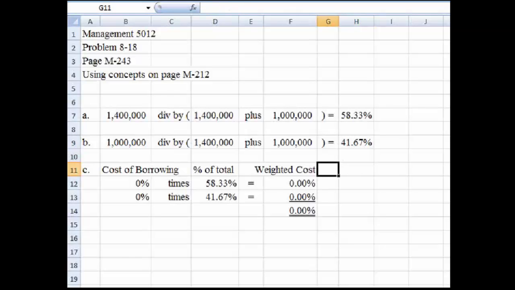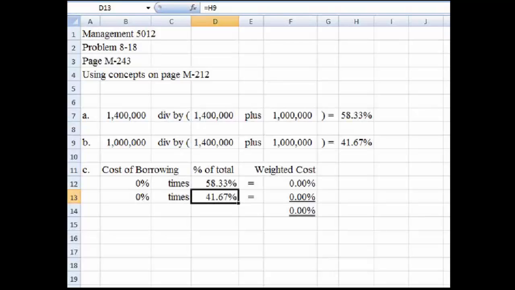Requirement C asks us to calculate the weighted average cost of capital. Using formulas, this has mostly been done for us. The 58.33% for debt financing has been put into the middle of the formula, and the 41.67% for equity financing has been put into the cell just below.